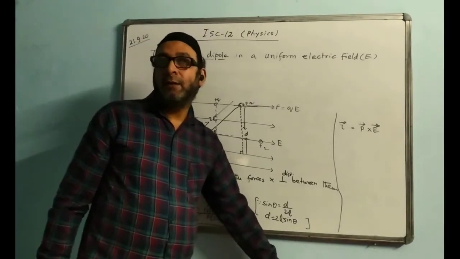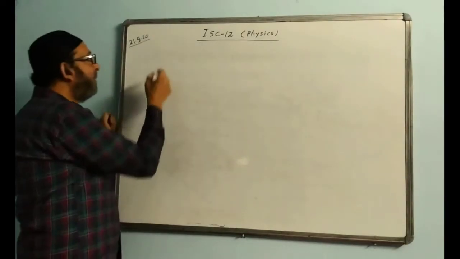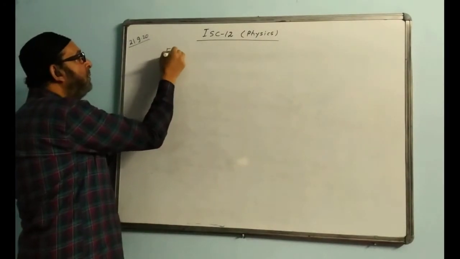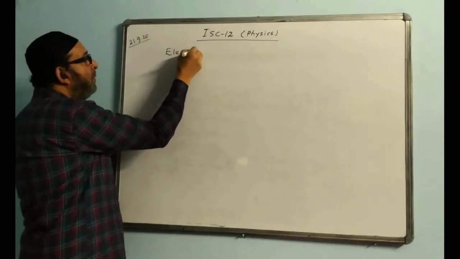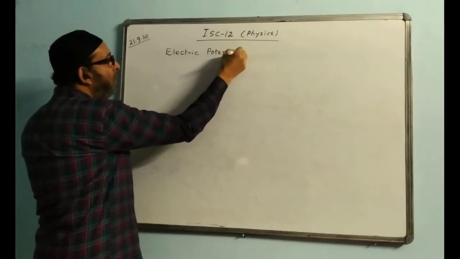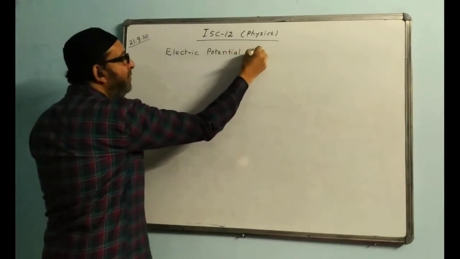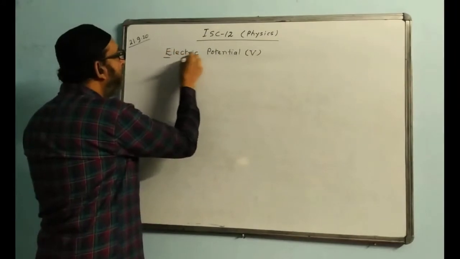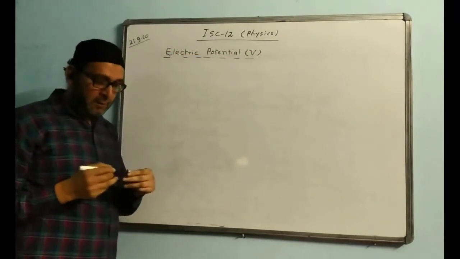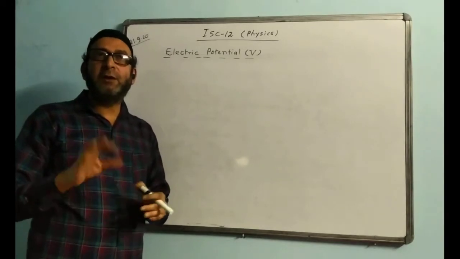Now we are doing the next chapter rather than this topic. Next topic is electric potential. Electric potential is denoted by the symbol V. This one you will find in chapter number 3 or 4.